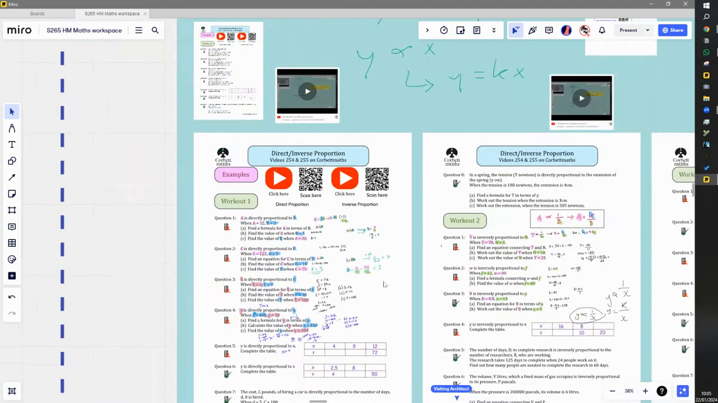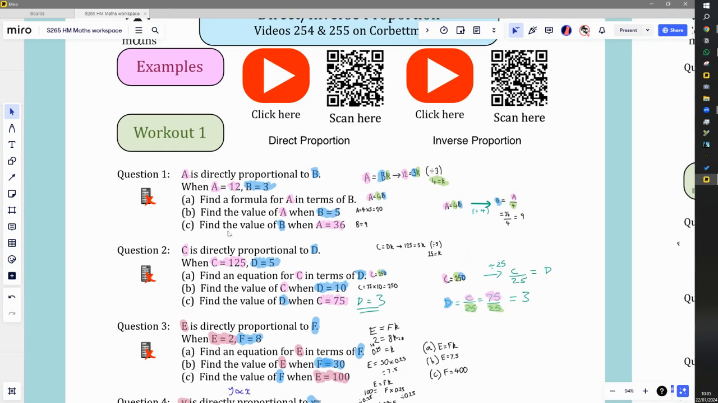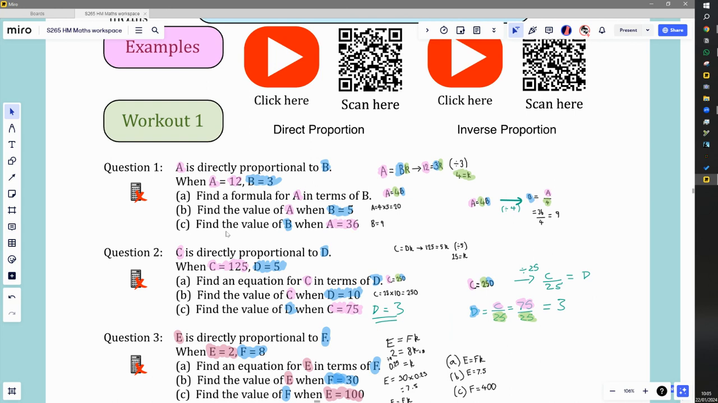So let's just focus on the differences between direct proportion and inverse proportion. If we say that something is directly proportional to something else, which can also just be written as "proportional to", so we don't actually need to write "directly" here. But if we say that A is proportional to B, or A is directly proportional to B, it means that if I double B, then A would double, or if I double A, then B would double.